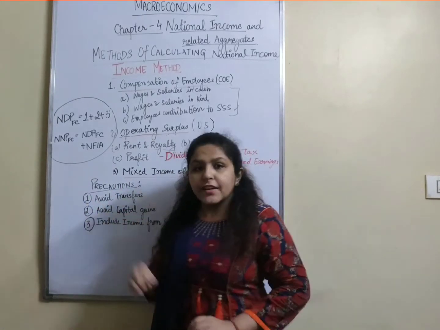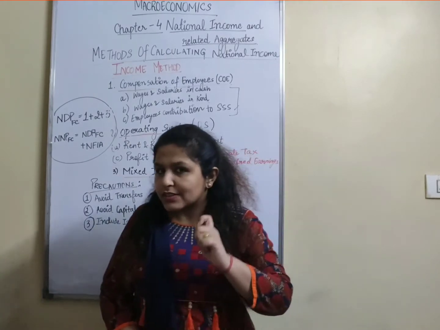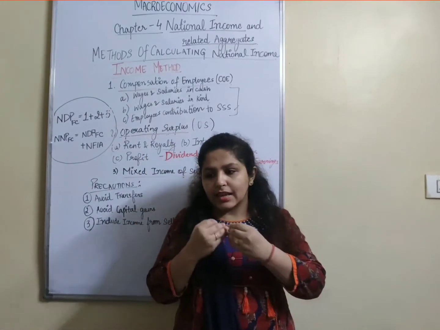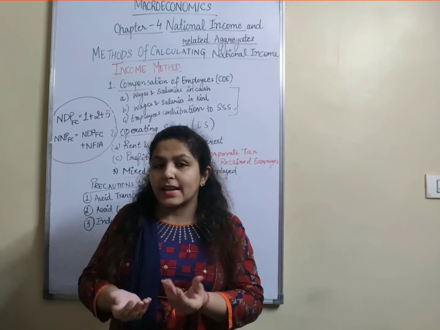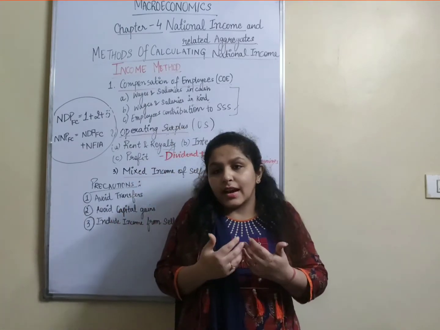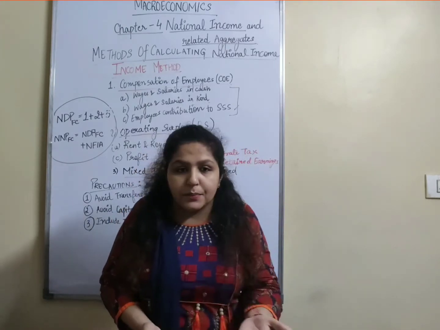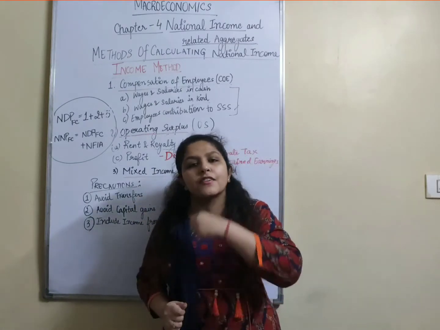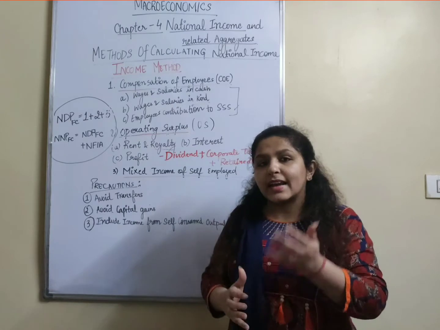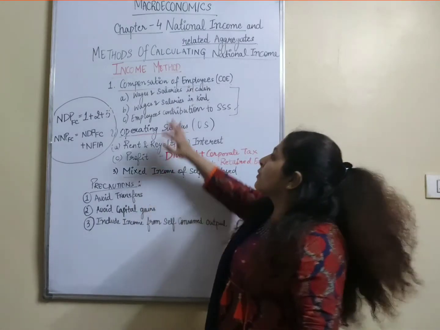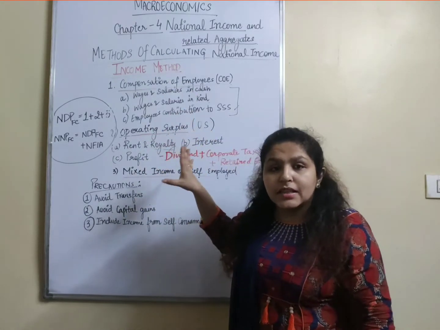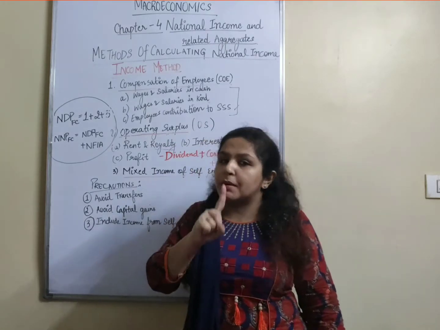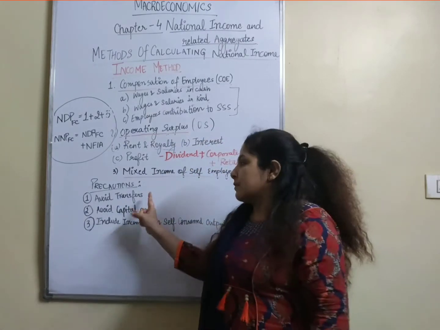First precaution, we need to avoid the transfers. You know what are transfer payments? Let's say we are granting anything to some other person without expecting anything in return. For example, I'll give you one example for this. You are giving a grant or a gift to your friend, and you're not expecting anything in return. This will not be included in income method, because income method only includes factor payments and not the transfer payments.